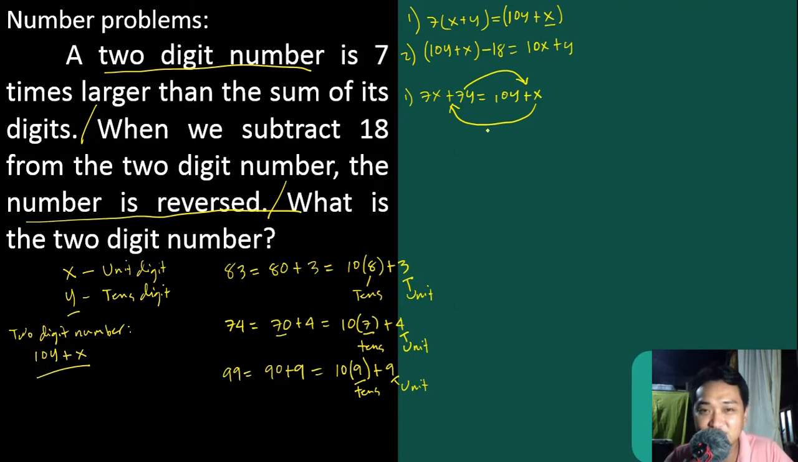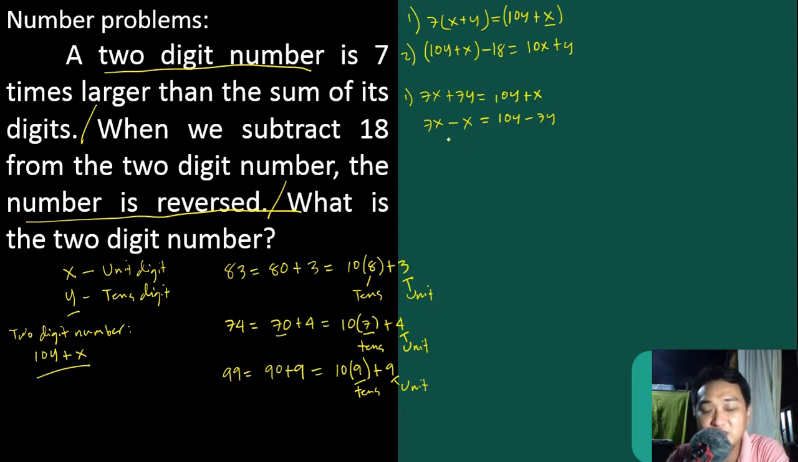Para wala tayong negative, transpose natin. So, whenever we transpose 7y to the other side, let us have 10y minus 7y. It becomes negative. Pagka naman ito, transpose natin sa kabila. So, that becomes 7x minus x. Positive x becomes negative x.